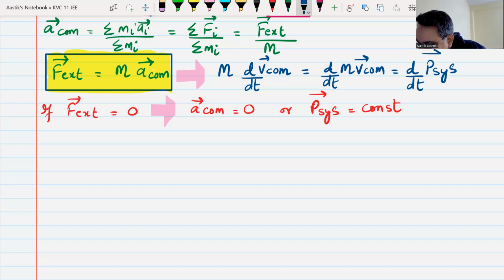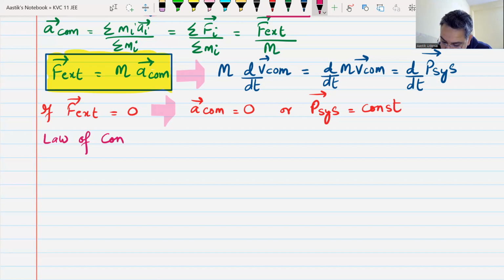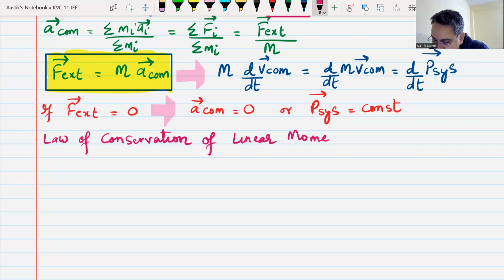You can just add this line so that it becomes quite simple: if the external force acting on the system of particles is zero, the acceleration of the center of mass becomes zero, and the momentum of the system will remain constant. This law is known as what? This law is known as the law of conservation of linear momentum for a system of particles. Do we understand this?